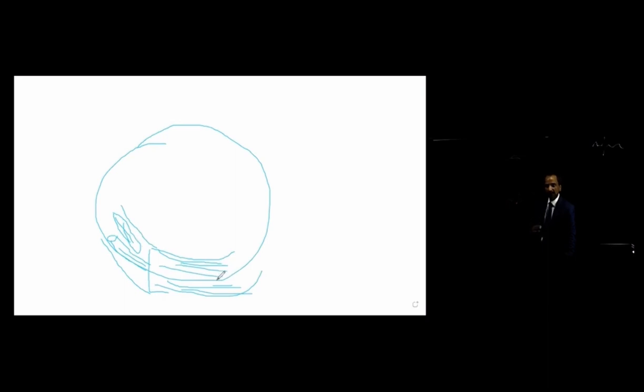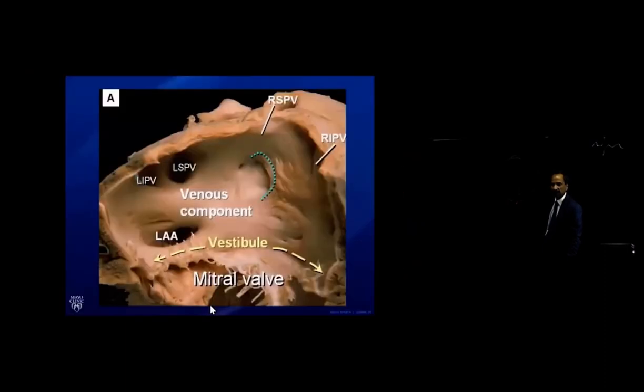Now, this is very different from the left atrium, where we truly can have epicardial connections. But in the case of the right atrium, let me share an image that might be able to address this.